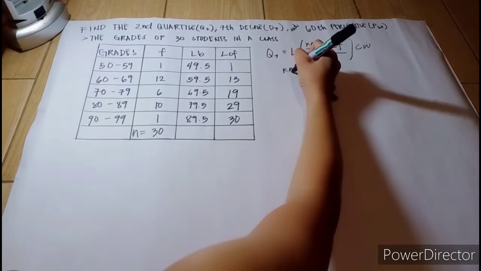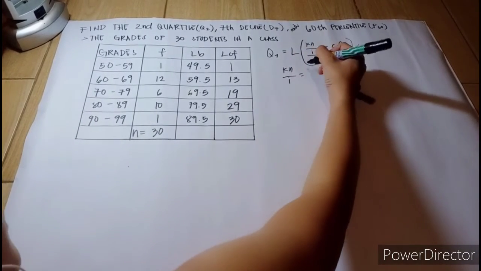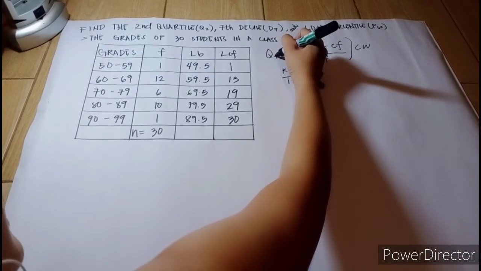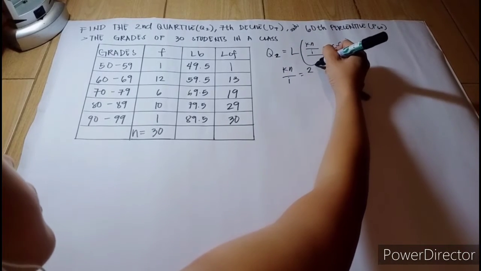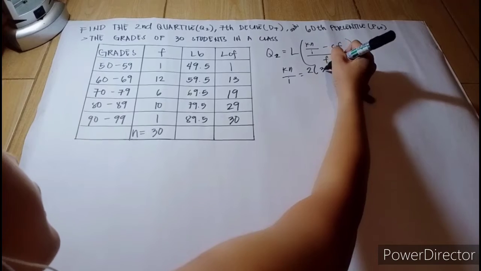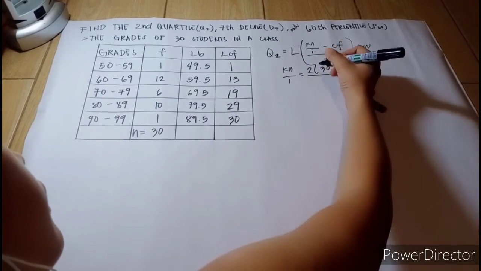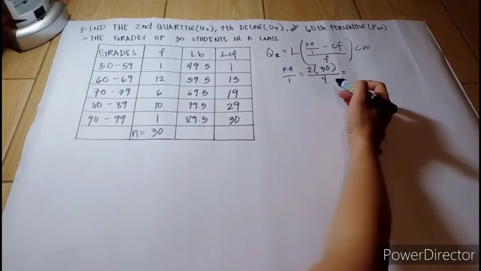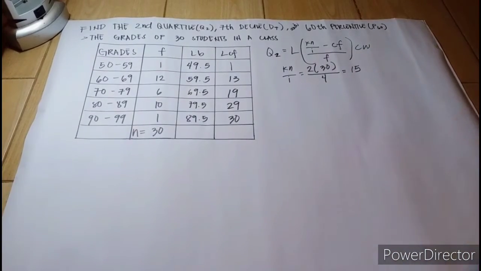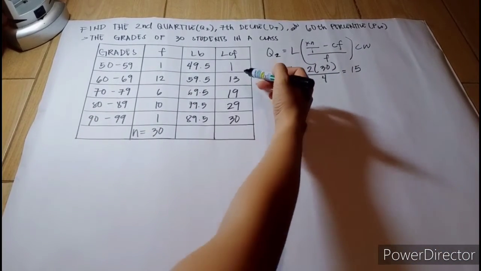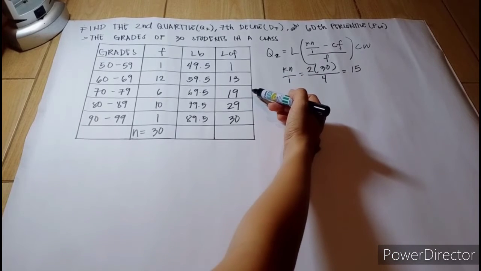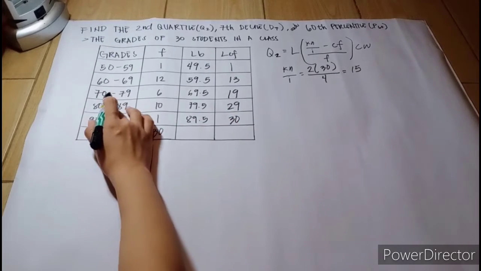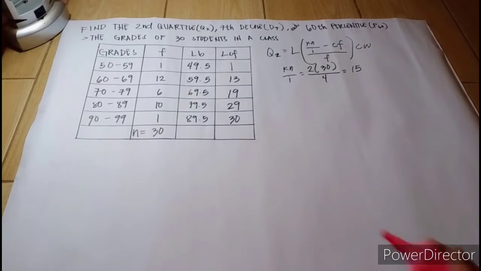Let's solve. This is 2 because it is the second quartile. Sorry, my fault, it's 2. Then 30, since our n is 30, then 4. 2 times 30 divided by 4, that is 15. The 15 is in between 13 and 19. So the bigger value, the higher value, is 19. So this is the class that we need in order to solve the quartile Q2.